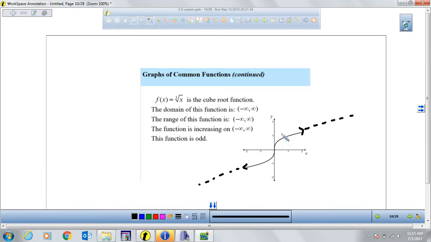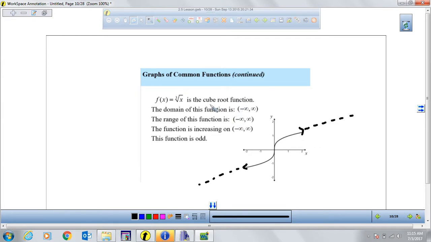Now, for the range, we can see that the graph keeps on going all the way down and the graph keeps on going all the way up. So that means that all the negative values of y are on the graph and all the positive values of y will also be on the graph. So that's why the range is also negative infinity to positive infinity.